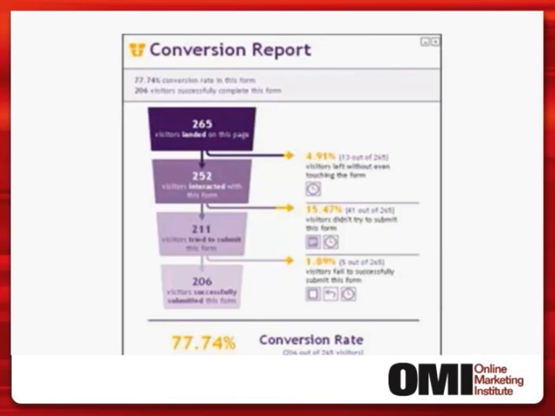This report actually talks about what happens within a single page. So the top of the funnel represents the number of visitors who landed on this page. The next step represents the number of people that interacted with the form. The next shows how many people tried to submit the form. And then finally, at the bottom, how many people successfully submitted this form. So this gives you very, very granular information about what works and what doesn't on your page.